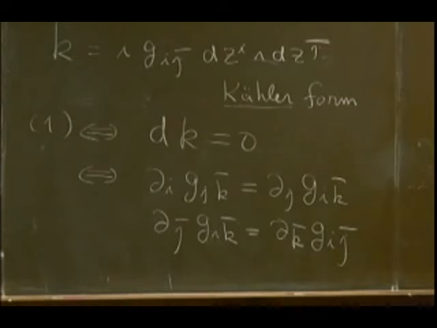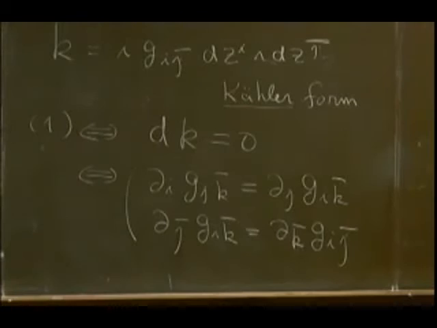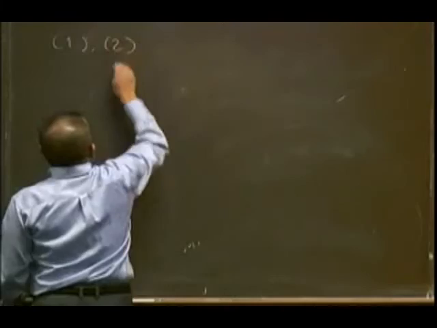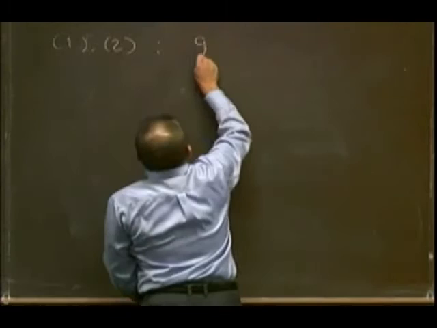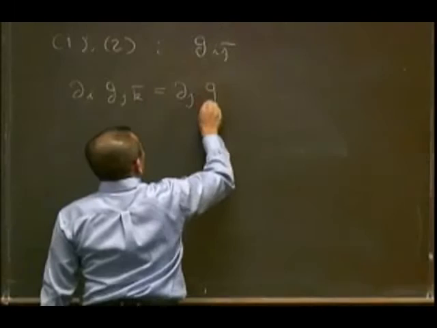This is an interesting condition, because if you have this equation, then we can have a very simple form of the metric, and that simplifies many other formulas, for example the formula for Riemann curvature. So let me write that for you. What we found is that if you impose these two conditions, 1 and 2, then the only non-trivial component of the metric is g_{i j̄}, and moreover, it satisfies this condition and the complex conjugate.